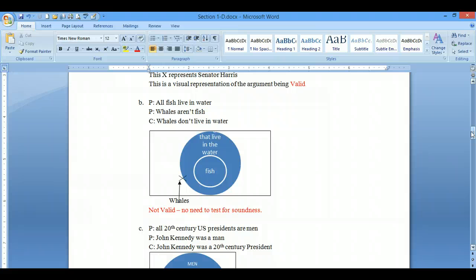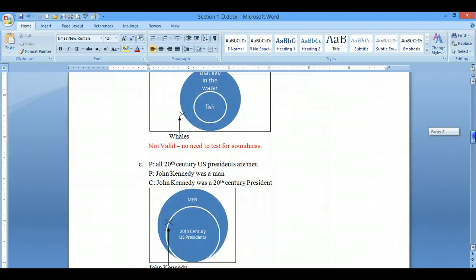So does that definitively lead us to the conclusion that John Kennedy was a 20th century president? Well, I know it's in the man circle, but there are other men within the circle, not just US presidents. So here's my larger circle where I have US presidents are men. John Kennedy was a man, so I know he's somewhere in this circle. Did I definitively put him in this 20th century US presidents? No, my argument did not say he was in that circle. It just says he's a man. So he's in the men's circle somewhere.